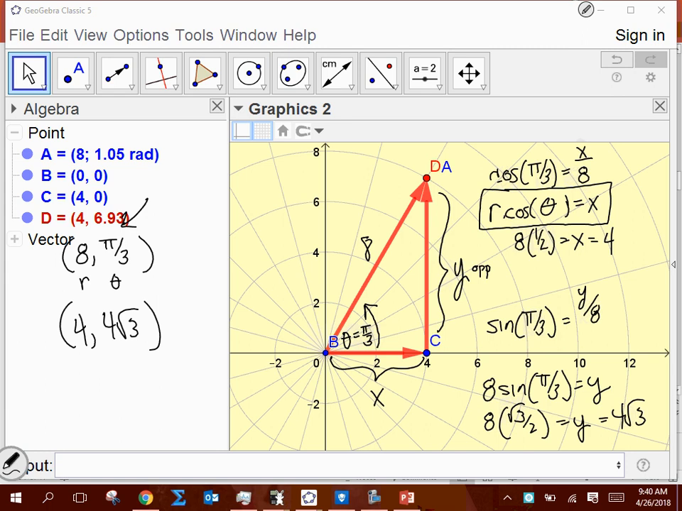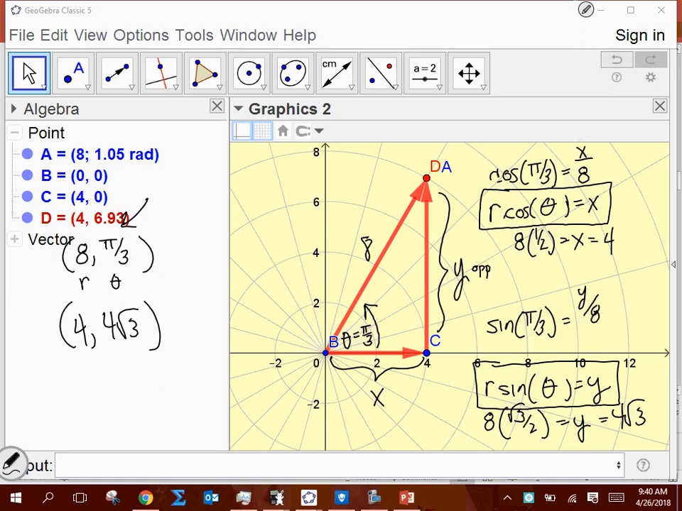Okay. Now, can I do the same thing down here? 8 was r. Pi over 3 was theta. So there's my formula to go from r comma theta to finding a y. Okay. So very similar formulas, right? r cosine theta, r sine theta.